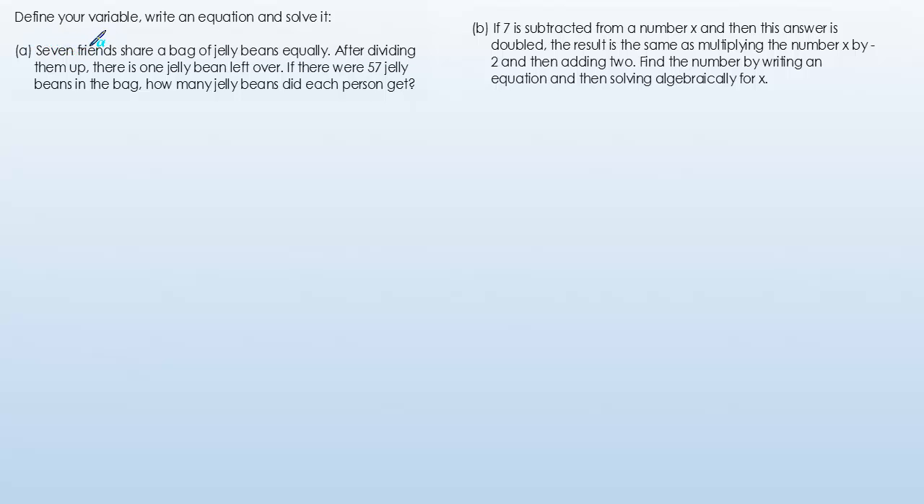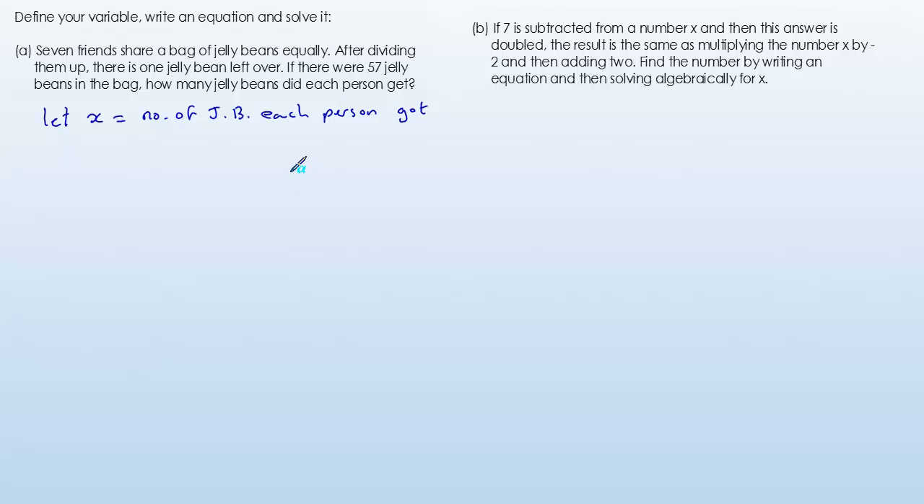So here we're going to define a variable, write an equation and solve it for these situations. 7 friends share a bag of jelly beans equally. After dividing them up, there is 1 jelly bean left over. If there were 57 jelly beans in the bag, how many jelly beans did each person get? So if we let x equal the number of jelly beans each person got.